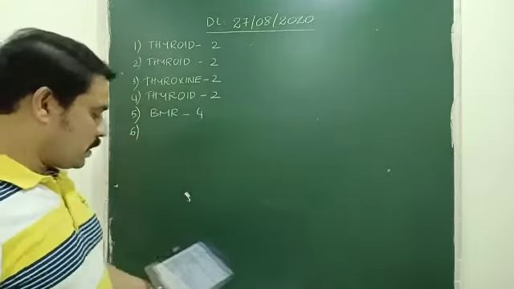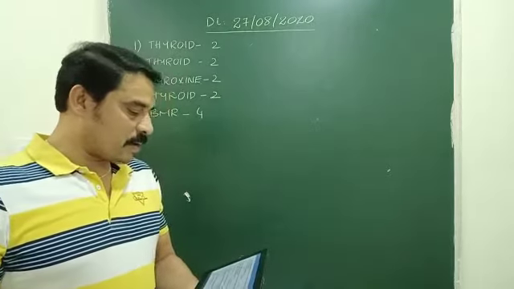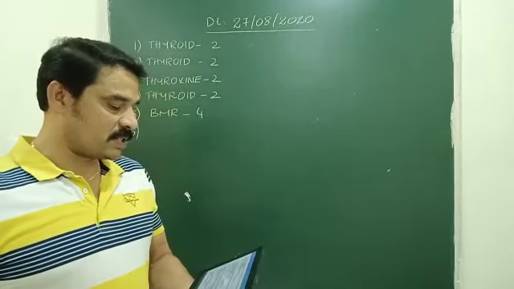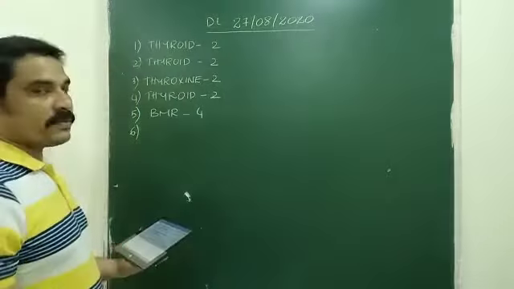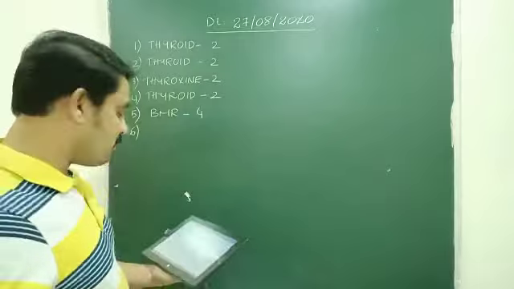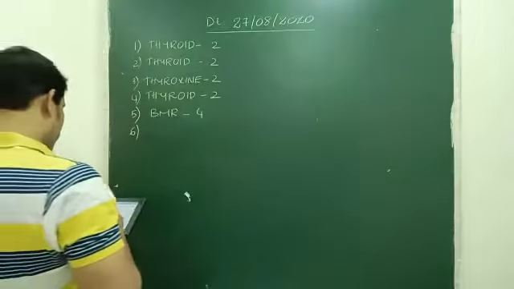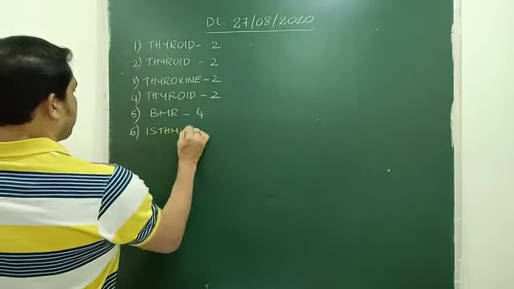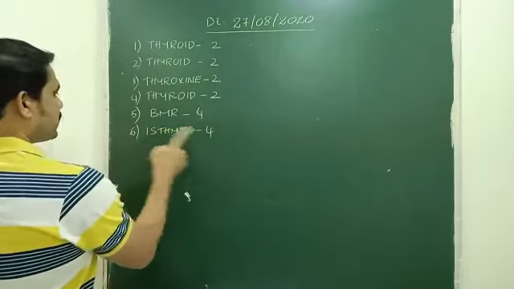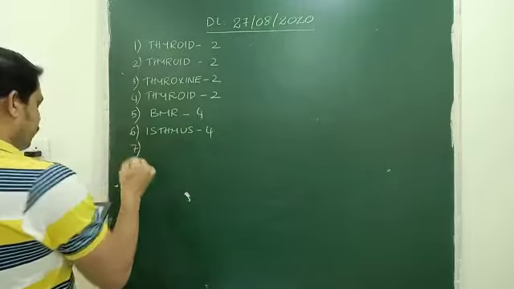Sixth question. The two lobes of thyroid gland are joined by a horizontal connection called, it is nothing but isthmus. The right and left lobes of the thyroid gland are connected by means of isthmus. So isthmus is given in the fourth option. So question number 6, key is 4.